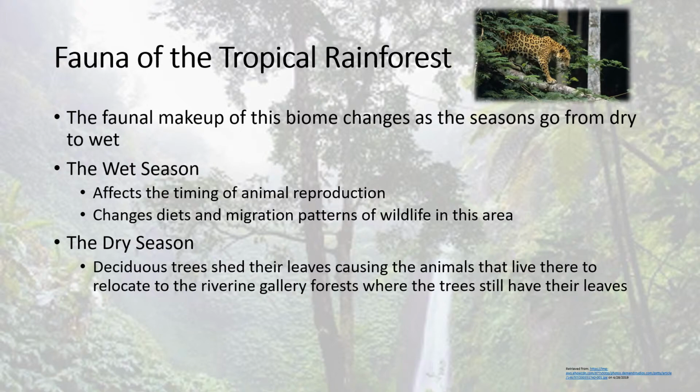Fauna in this biome is also very diverse, but a little less abundant due to the decreasing size of this biome. Fauna varies depending on whether it is a wet or dry season. These seasons control reproduction of many species along with their diet and migration patterns.